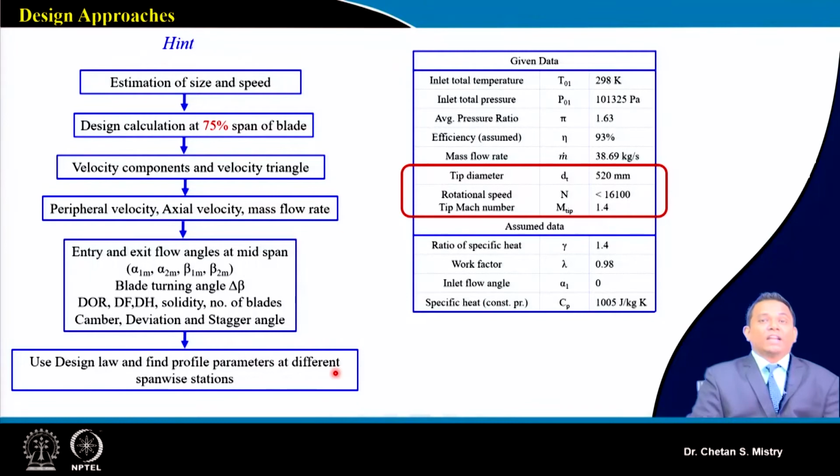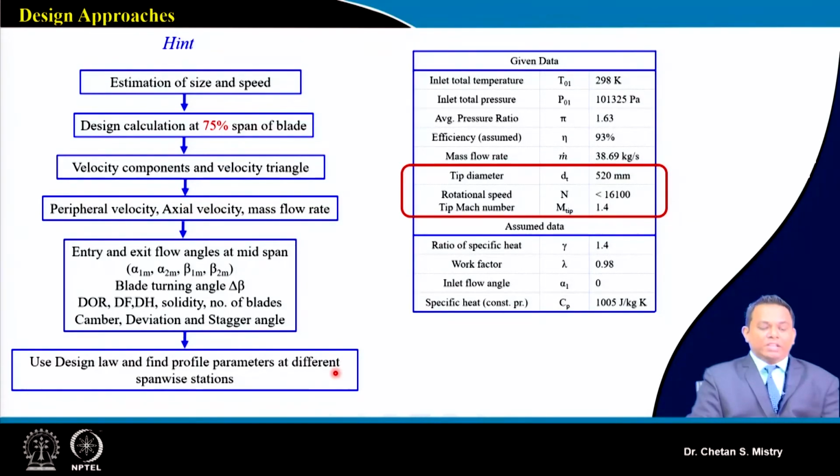Now once we decide these numbers, we are also interested in the number of blades for rotor as well as for the stator. And we are looking for different angles which we will be using for making our compressor, in the sense of camber angle, stagger angle, deviation angle, all those parameters. So at mid station, we will be doing all our calculation.